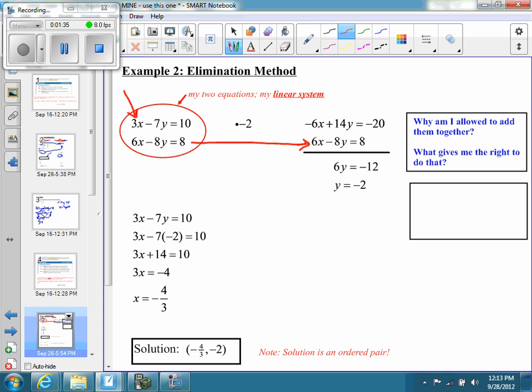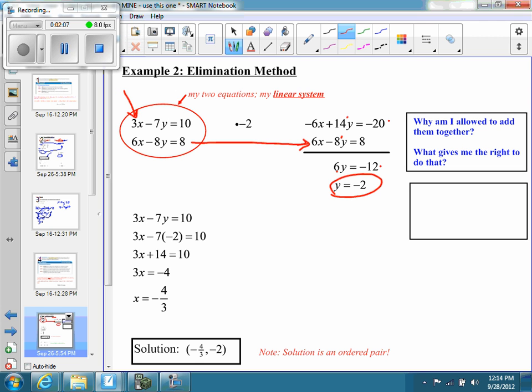When I push it over to the other side, and now I add them up, my -6x and my +6x equals 0. So now I've gotten rid of my x's, and all I have are y's. I have 14y plus -8y is equal to 6y. And I have -20 plus 8 is equal to -12. So I have y equals -2.